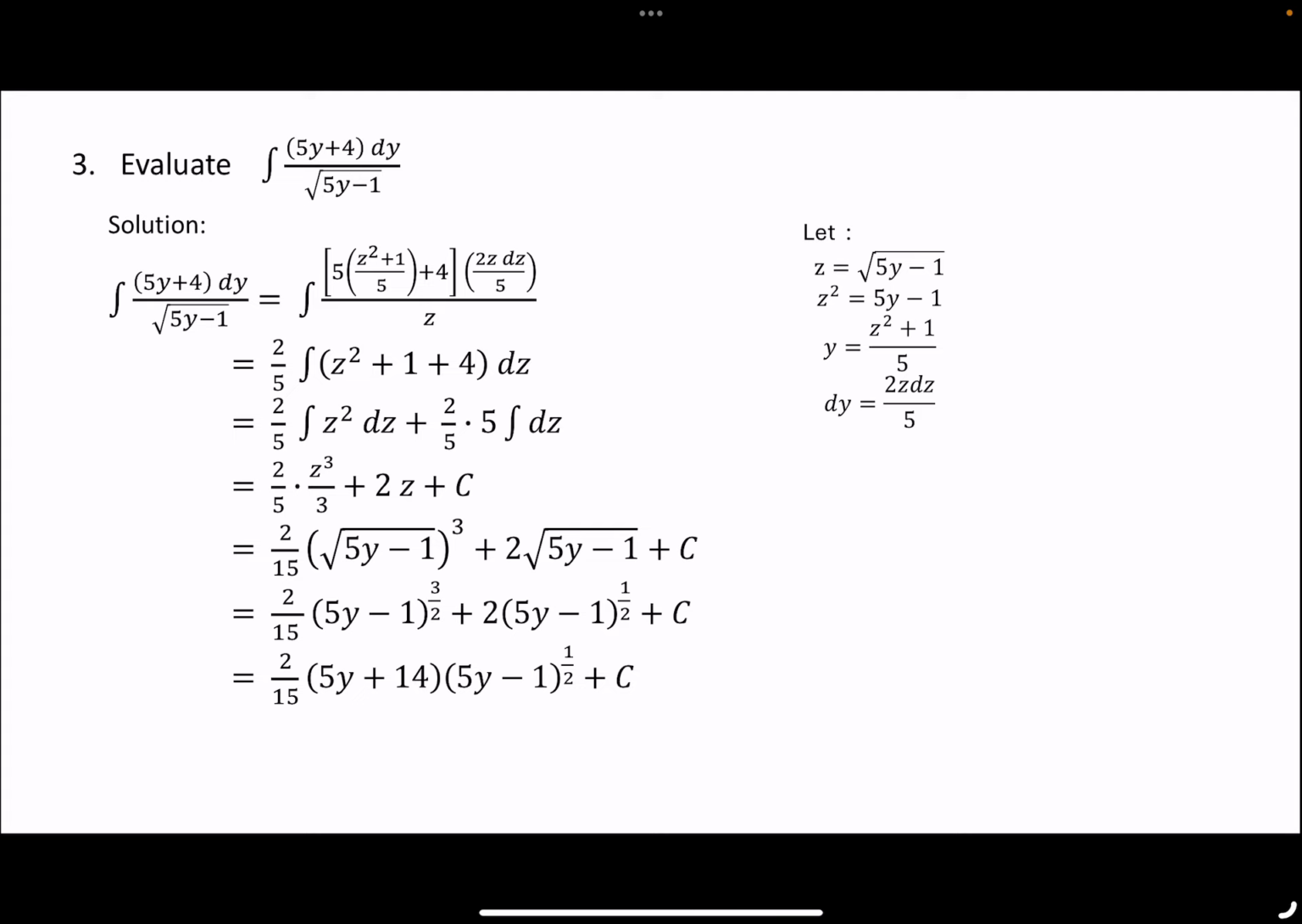And after that, we solve for y. So we square both sides of the equation. z equals the square root of 5y minus 1, so squaring both sides, z squared is equal to 5y minus 1. And then solving for y, we have z squared plus 1 all over 5. We can now differentiate this. So we have dy is equal to 2z dz all over 5.